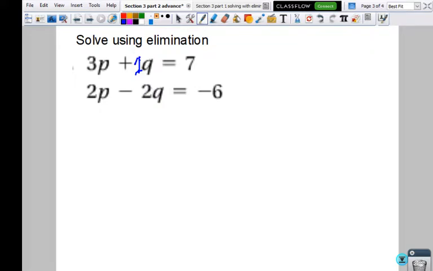2. So go through and you have to look at each one and say, well, what's the easiest way to get to the positive version of, or the negative version of whatever you want. So on this one, I can't really make a 3 a 2 or a 2 a 3, but I can make this 1 a 2 by multiplying by 2. So we're going to multiply by 2 everywhere.